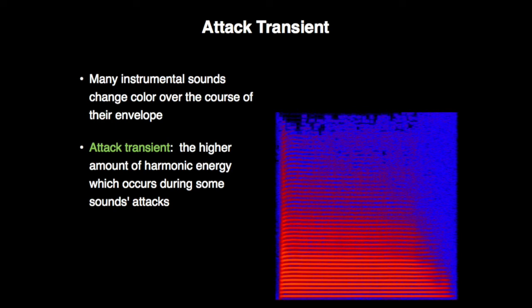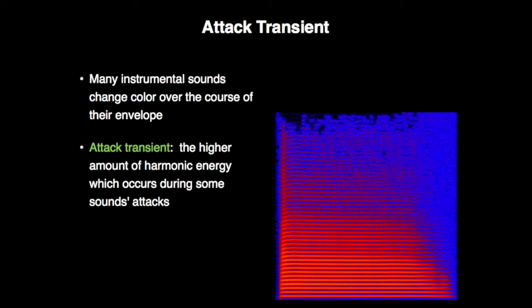So we call that an attack transient. There's this burst of energy right when the note begins, right at the attack. So attack in that it happens at the beginning of the note, transient in that it doesn't last very long. So like a transient is like a drifter or something, a person that's not in your town for very long. Transient is anything that lasts for only a brief amount of time. So an attack transient is a burst of energy that happens at the attack of a sound.